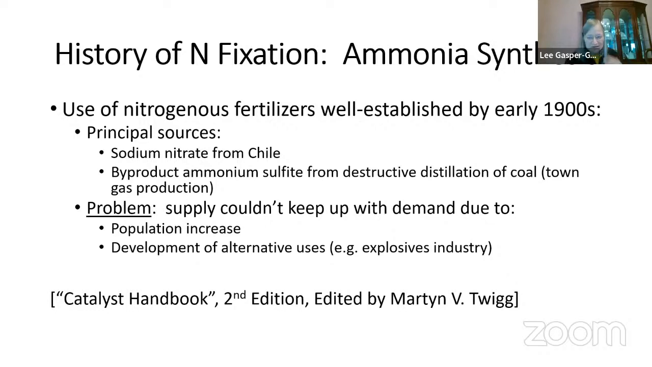And I'm sure some of you that are at least as old as I am remember that town gas was sent around by piping systems to people's homes, much the same way that natural gas is here now. And the town gas had carbon monoxide, methane, and hydrogen as the main combustibles in that gas. But the problem was that the supply couldn't keep up with the demand from those sources due to population increase and the development of alternative uses. In particular, the explosive industry was using a lot of ammonia.